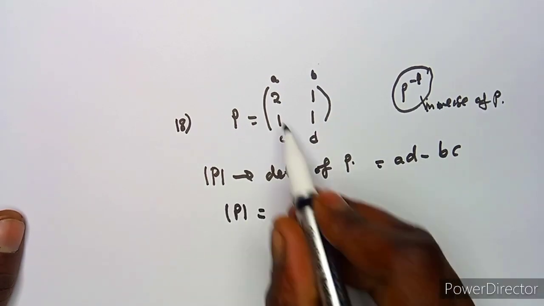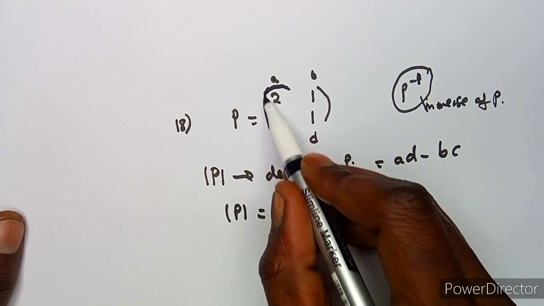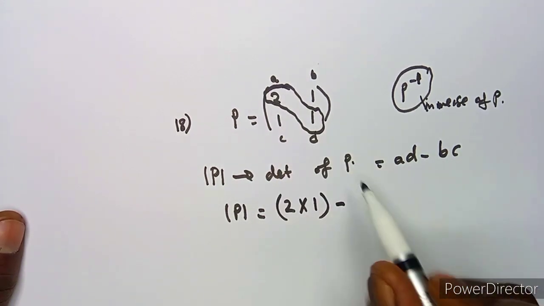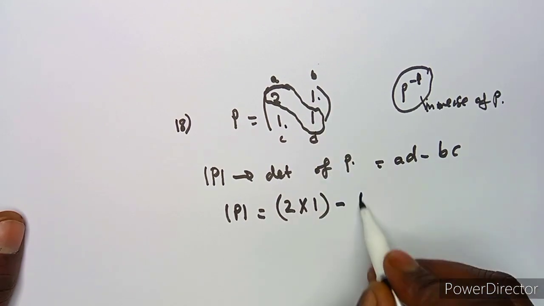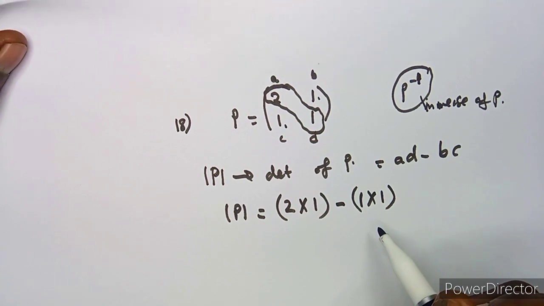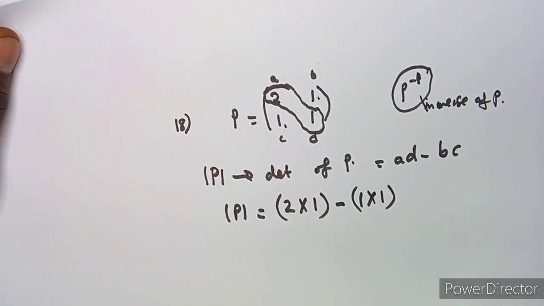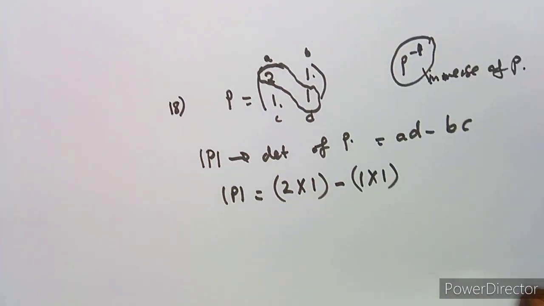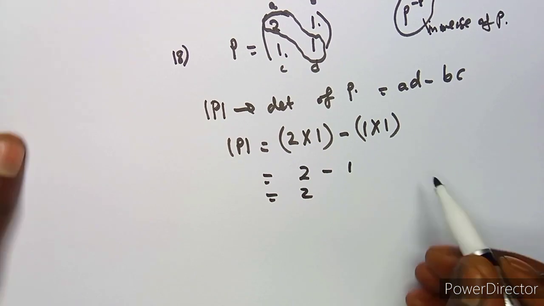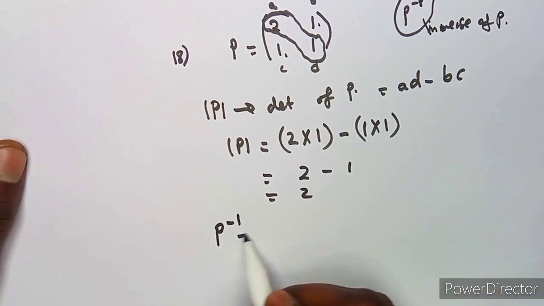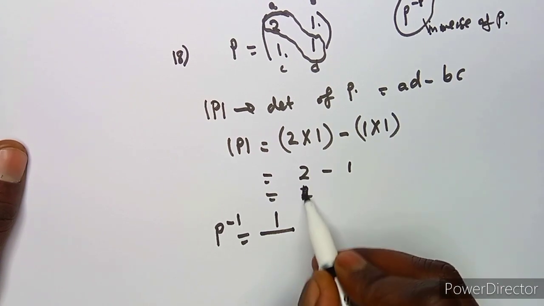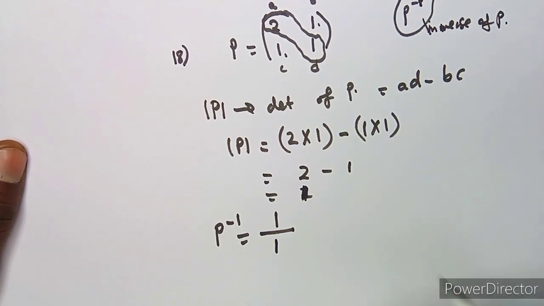So that's your determinant, which is 2 times 1. This is your major diagonal. 2 times 1 minus the minor diagonal, which is these two, 1 and 1, so it's 1 times 1. This gives us 2 minus 1, which is 1. So you've got our determinant. Therefore the inverse, remember, is 1 over the determinant, so it's 1 over 1.